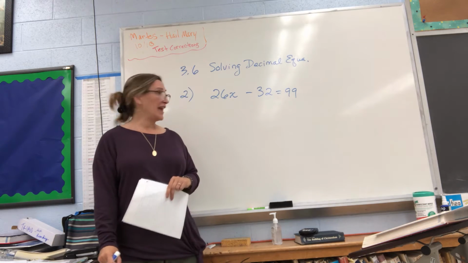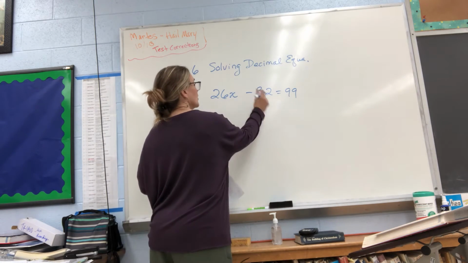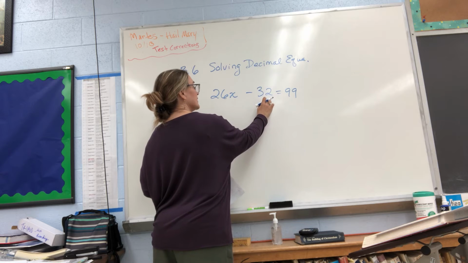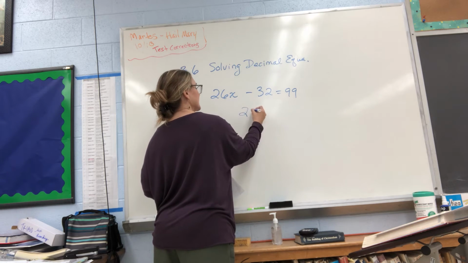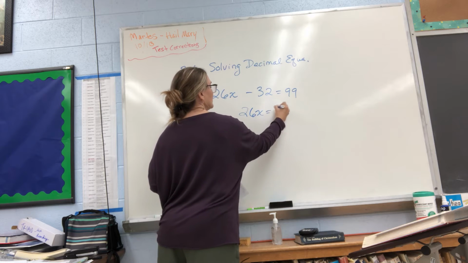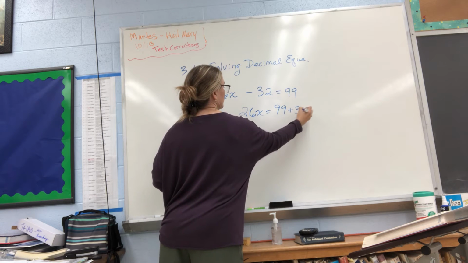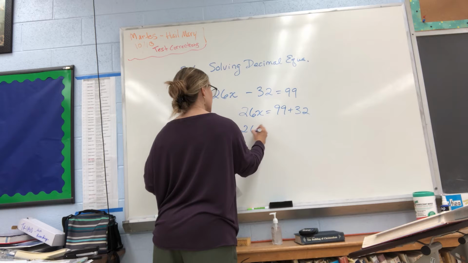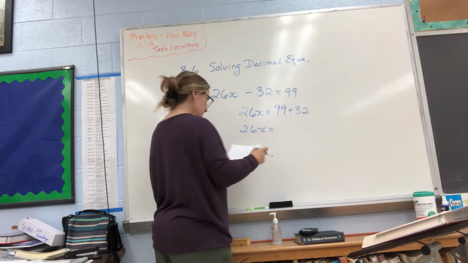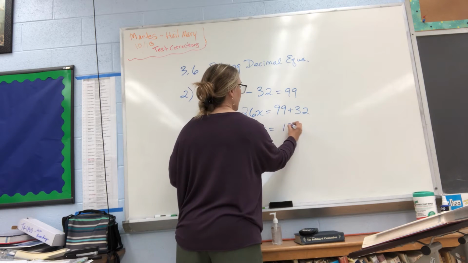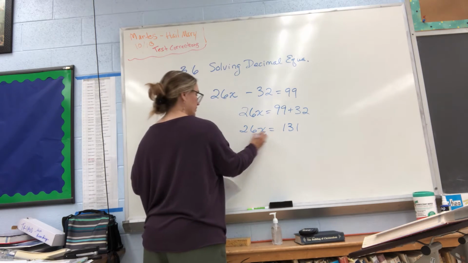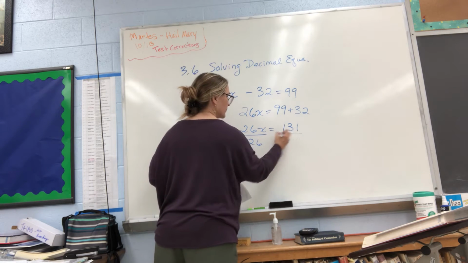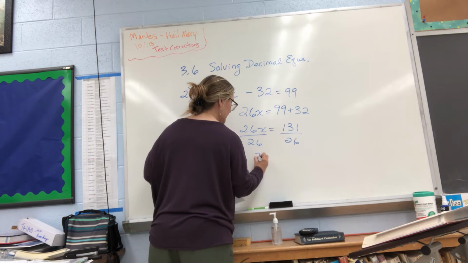Add it to both sides? Okay, so if I add it here, what happens? It's gone. I have 26x. And now I have 99 plus 32. Somebody give that to me, please. What is it? Okay, and now what do I need to do? Divide both sides by 26. Let's do it. Please do that on your calculator and let's see what we get.